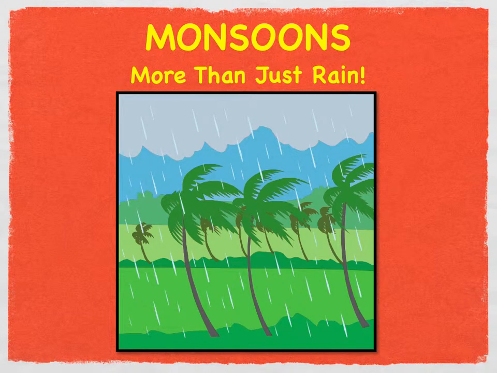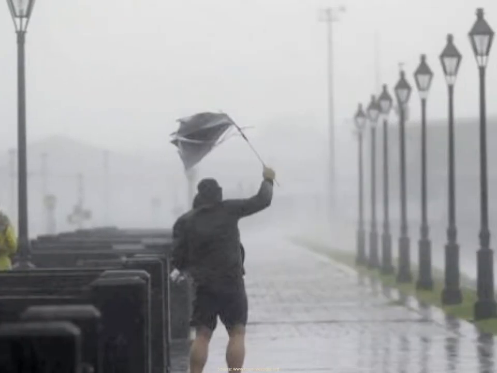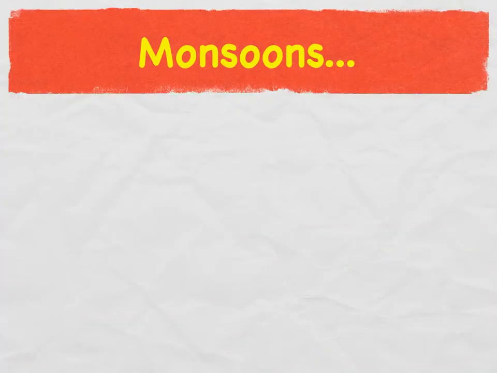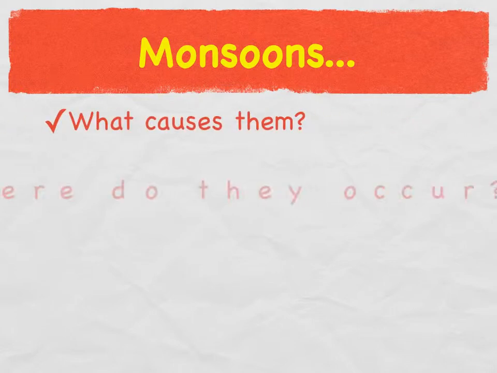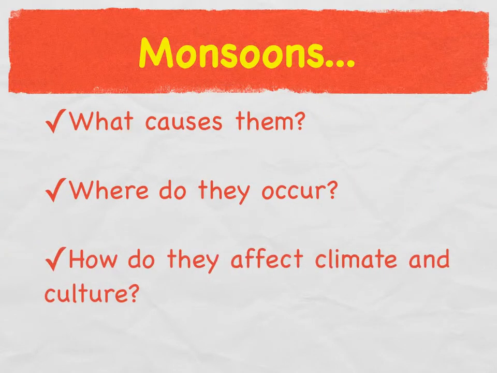Monsoons. When most people we know hear the word monsoon, this is what they think of. Heavy downpours with lots and lots of wind. But that understanding of monsoons is very far from what they actually are. In this video, we'll learn about what causes monsoons, where they occur, and how they affect culture and climate.